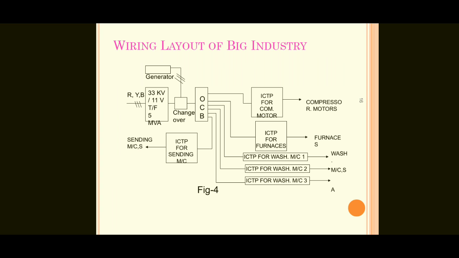Wiring layout of big industry. So this is the wiring layout of big industry. Compressor motors, RYB, generator, sending machines, ICTP for washing machine 1, washing machine 2 and washing machine 3, ICTP for furnaces, and ICTP for compressor motor. So this is the wiring layout of big industry.